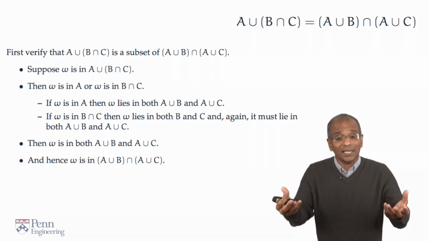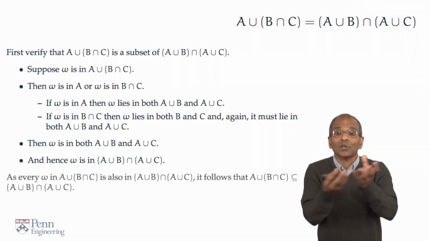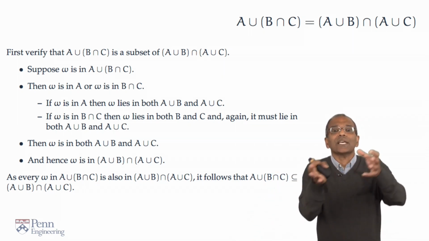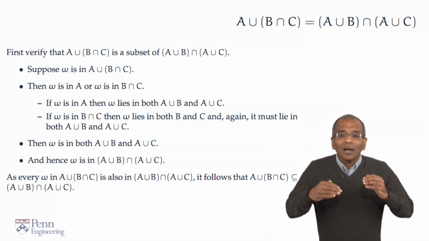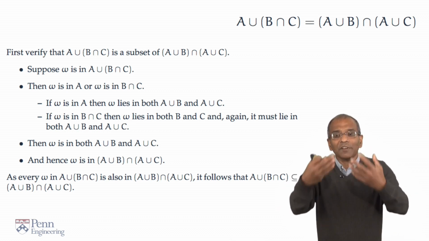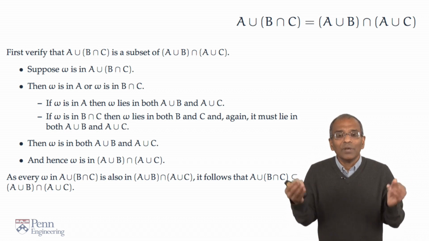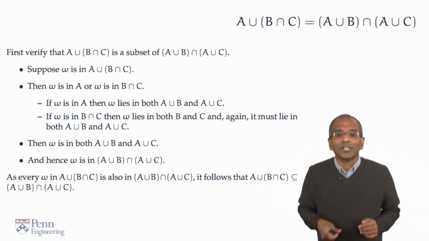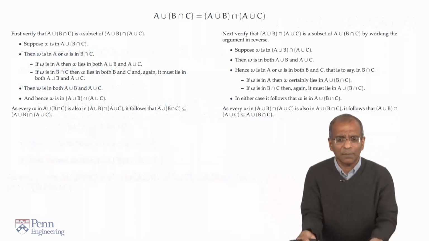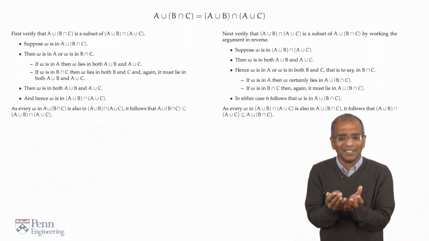In both cases, an omega on the left is on the right, and therefore the set on the left is a subset of the set on the right. We've concluded the first part in the verification of equality. We now need to reverse the direction. And, of course, the proof is exactly the same. It follows exactly the same pattern.